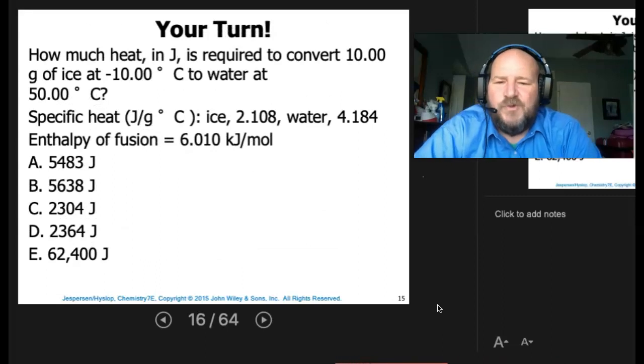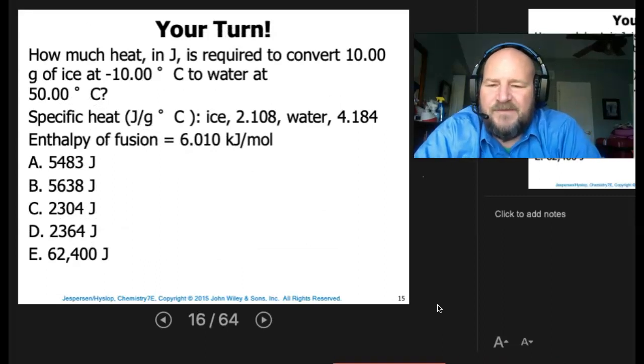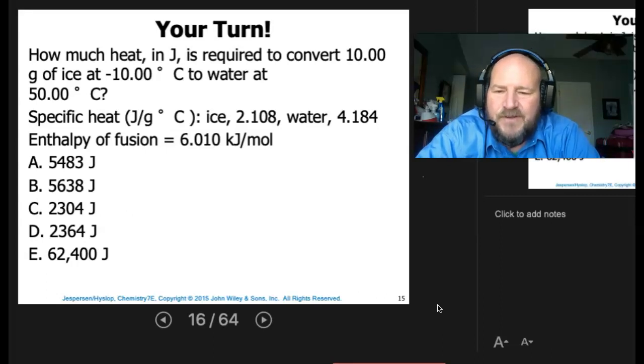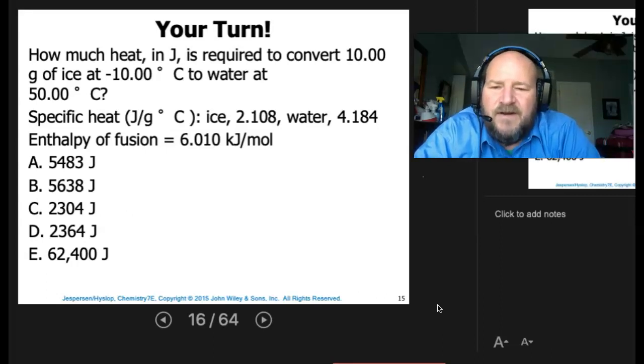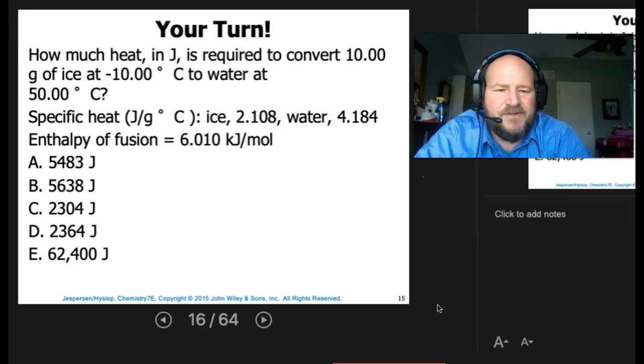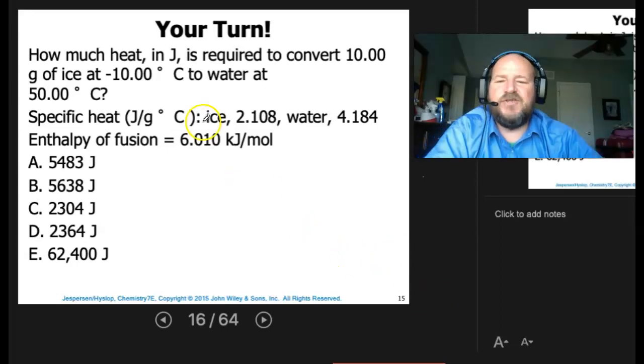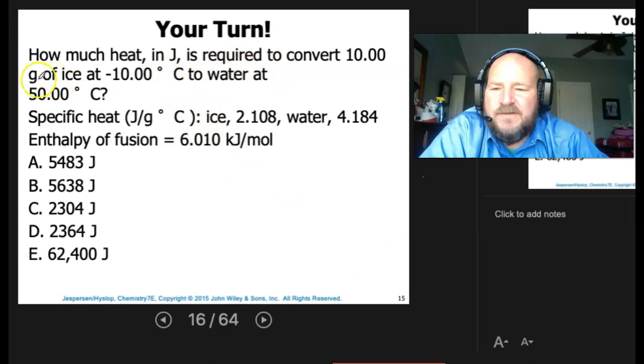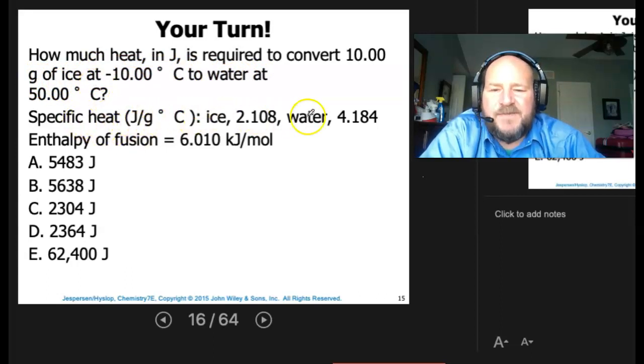How much heat in joules is required to convert 10 grams of ice at negative 10 degrees C to water at 50 degrees C? We know the specific heat of ice is 2.108, for water 4.184, and then the enthalpy of fusion is 6.010 kilojoules per mole. So how do we do this? They gave us the specific heats.